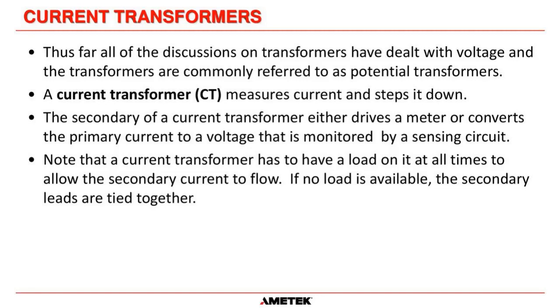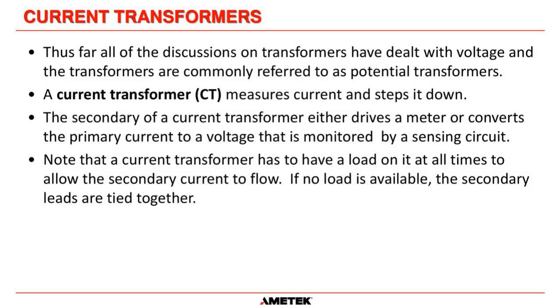Current transformers. A current transformer measures current typically and just steps it down. The secondary of a current transformer typically either drives a meter or it's sent to a sensing circuit. Typical for our UPSs, we'll have current transformers on the output of the system, and we often use them on the input to a battery charger to measure input current.